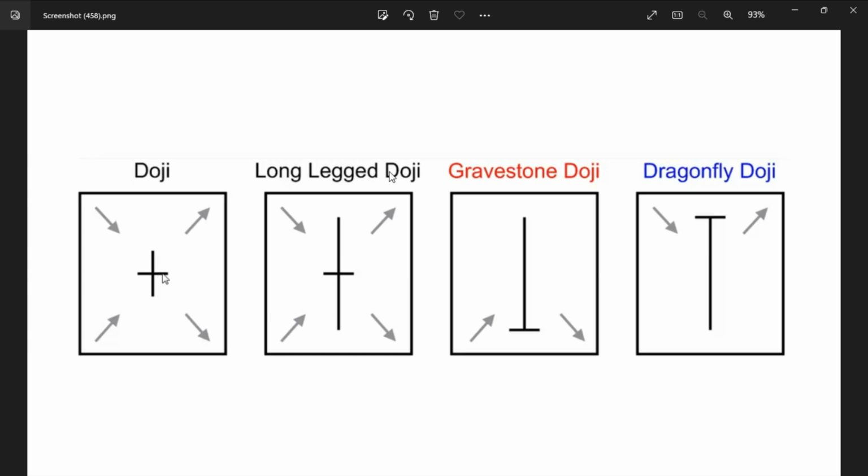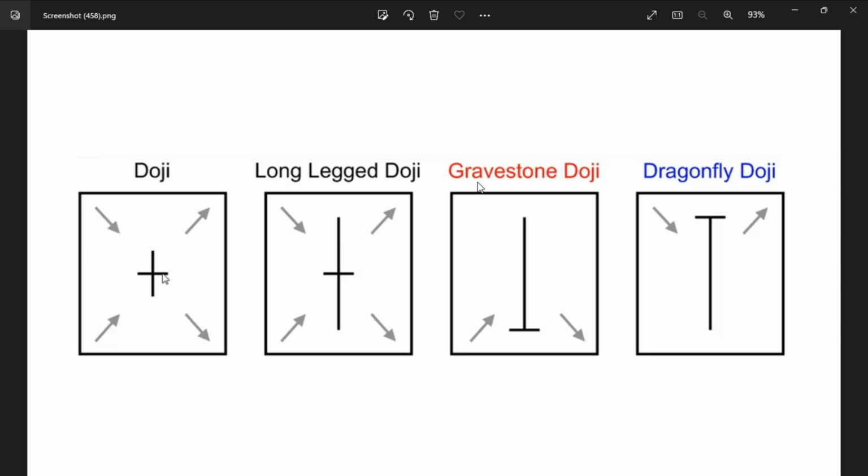Now this is the long-legged doji candle, which has a long wick on both sides. The market goes up, comes back again, goes down, comes back again, and closes either in the same place it opened or in a similar spot, maybe a few prices away from where it opened. So this can lead to bullish, or this can lead to bearish.